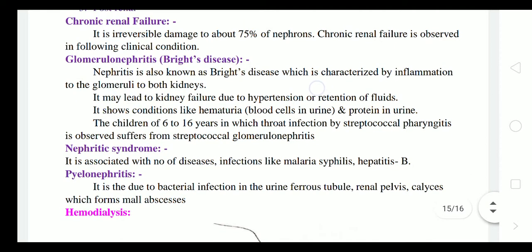Chronic renal failure is irreversible damage to about 75% of nephrons. Chronic renal failure is observed in the following clinical conditions. This is a slow process for chronic renal failure.